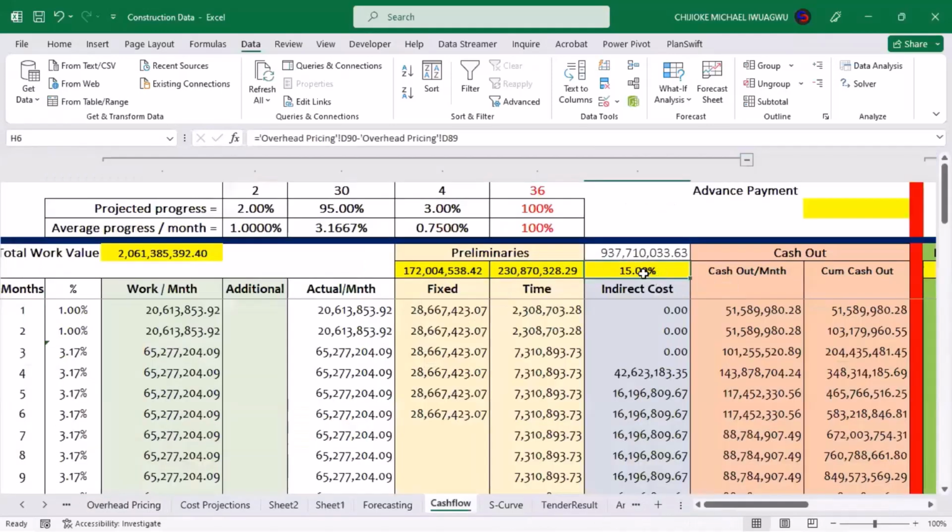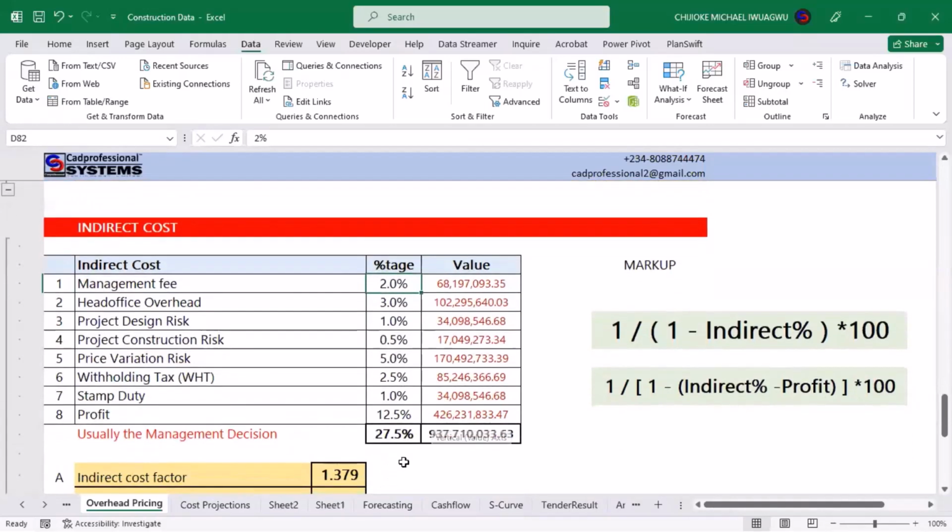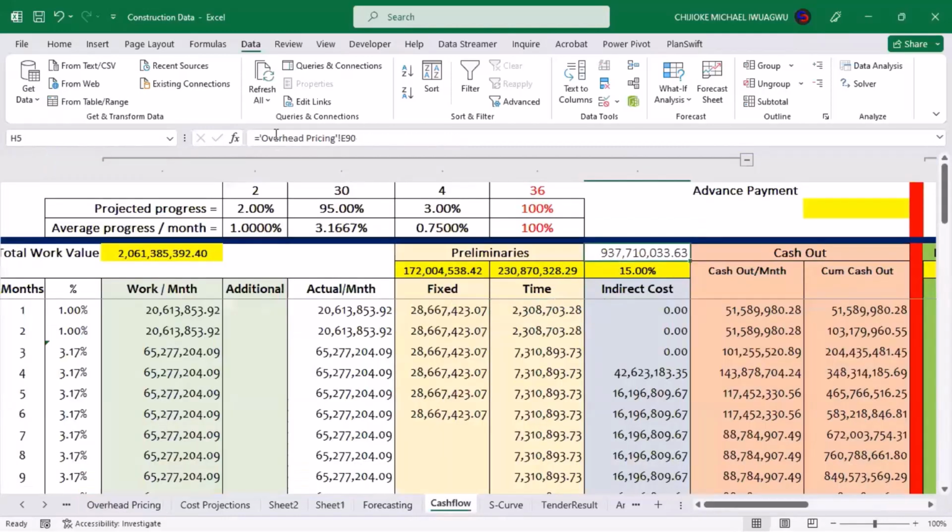Under indirect now, it is only that 15% that we have that is going to be going out. And the total cost of our indirect cost, which we have already established here, is 937,701,033 naira 63 kobo. This money, we just go and insert it, reference it from that place, and bring it in here. That is why we have it here.